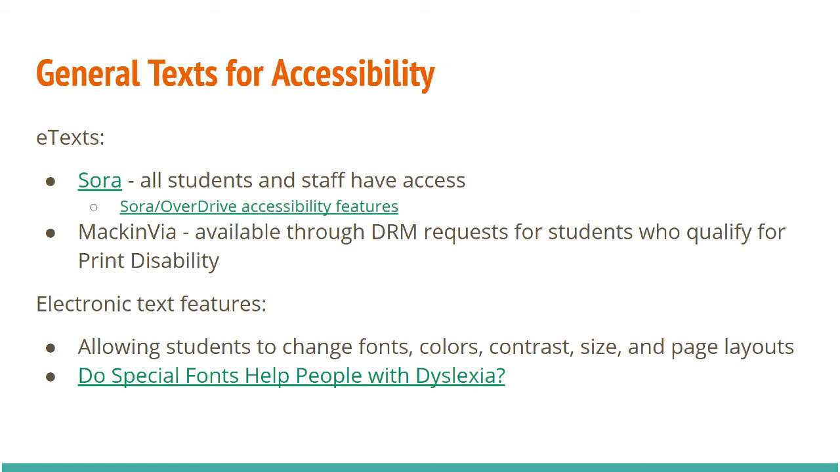So the next part is electronic text features, and that's just basically allowing students to change their fonts, their colors, the contrast of the print, size of their print, and the page layouts. We need to make sure that we're not confusing that these will specifically manage students with dyslexia. This would help with eye strain and personal student preference.